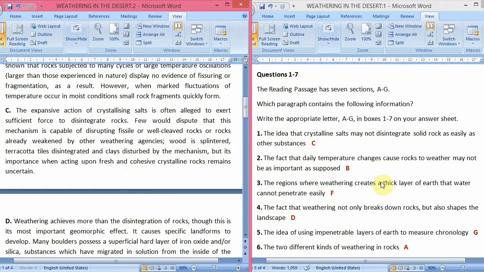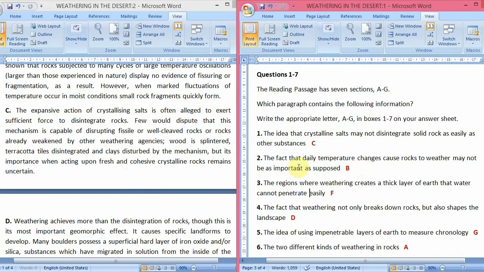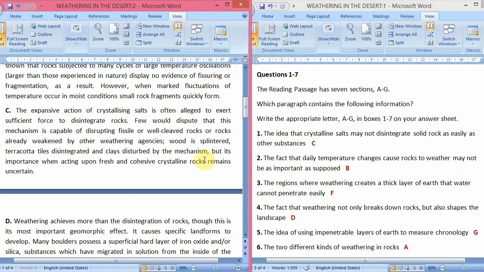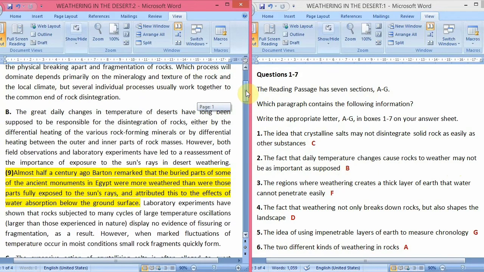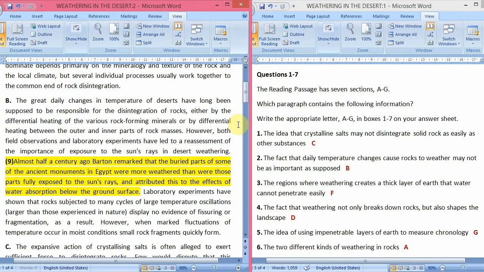Now let's proceed towards the second question. The fact that daily temperature changes cause rocks to weather may not be as important as supposed. So, there are daily changes in the temperature and they cause rocks to weather. This fact may not be as important as it is supposed. Now the answer is B. So let's find where it is written in paragraph B. From the first line, we start reading.